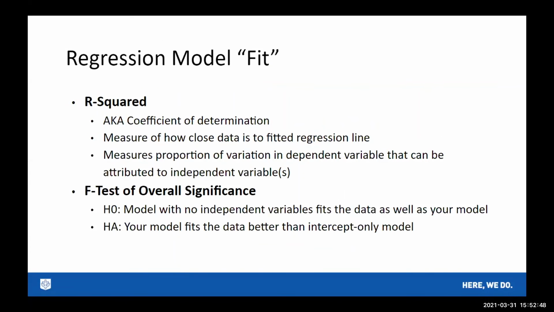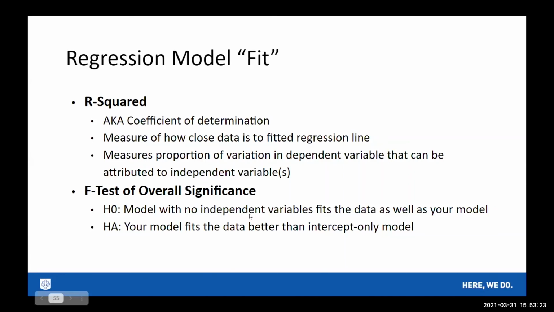There are a couple different ways that we can determine fit of our model. The first one is R squared, also known as the coefficient of determination. This measures how close our data is to the fitted regression line. So if we have a coefficient of determination of 80%, that means that 80% of the variance in our y variable can be explained by our x's. So that measures the proportion of variation in the dependent variable that can be explained by the independent variable. We want a high coefficient of determination.